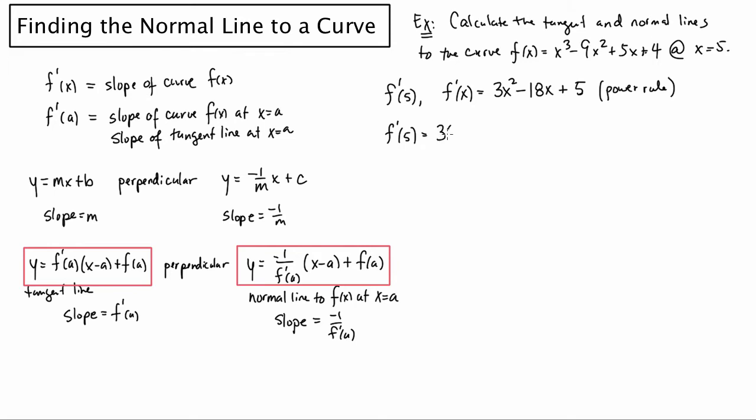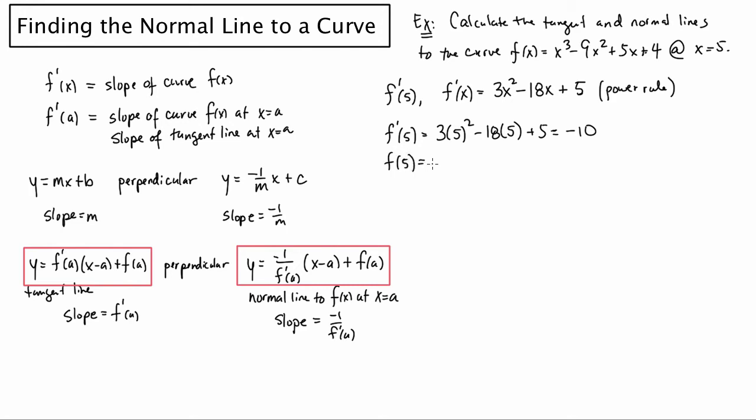Well, that's just going to be 5 squared minus 5 plus 5. So f prime at 5 turns out to be negative 10. Go ahead and double check that in your calculator if you'd like to. I also need to know f at 5. I need to know the function at 5.